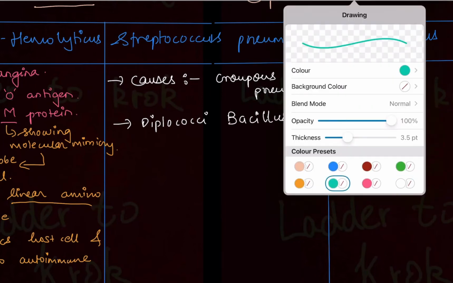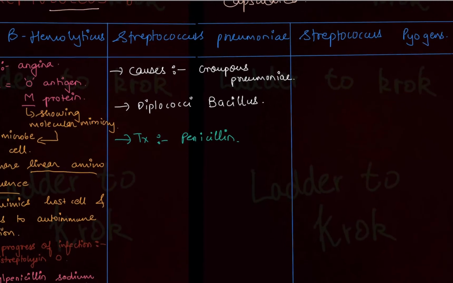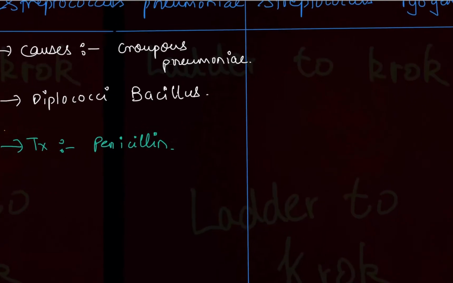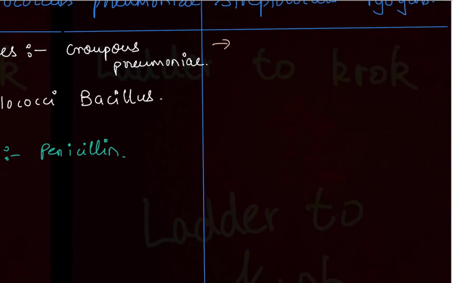The treatment for this bacteria is also penicillin, antibiotic penicillin. Okay. Lastly, Streptococcus pyogenes. What does this cause? This is famous for causing scarlet fever.